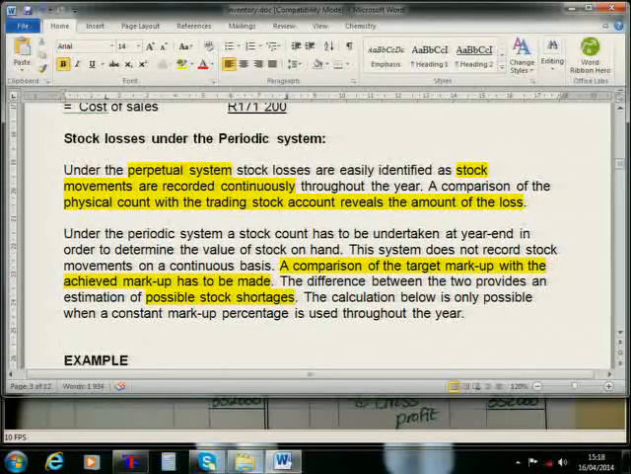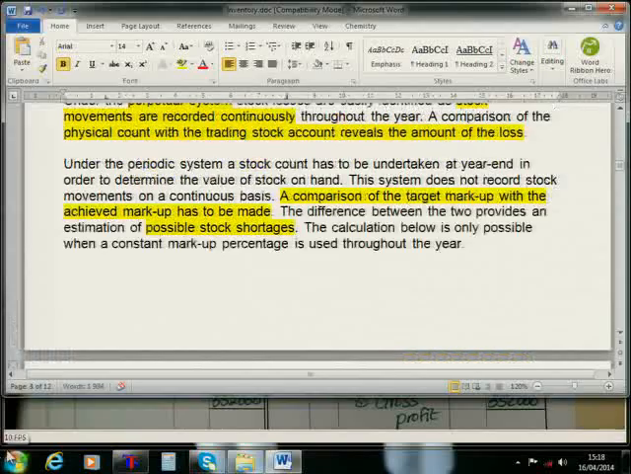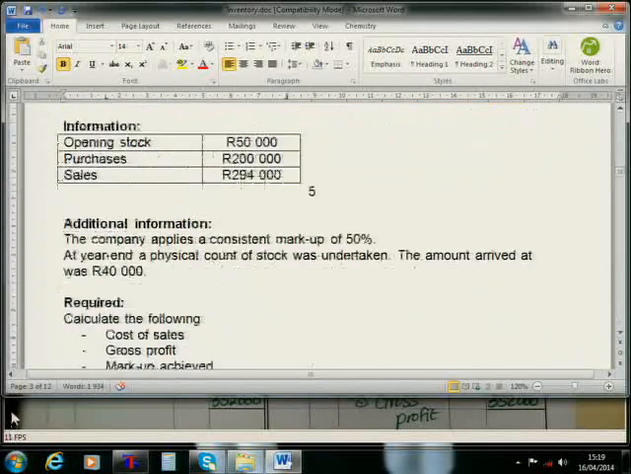The thing that you must know is that when you want to see if there's shortages in the periodic system, then it means that you must do a stock count, and then you must compare the target markup with the achieved one.